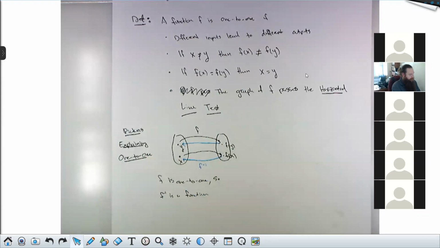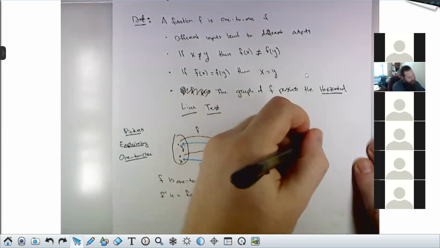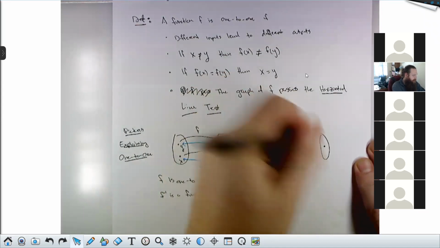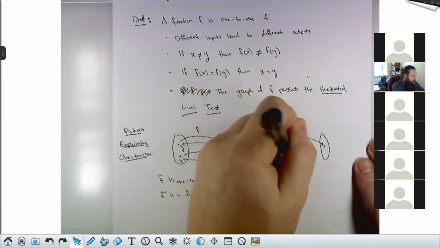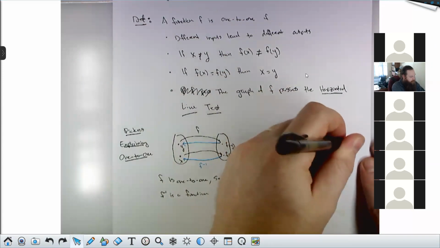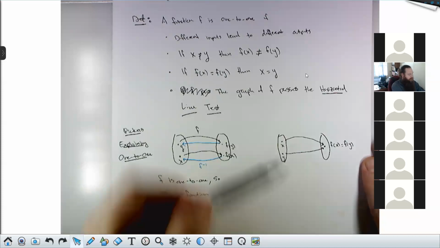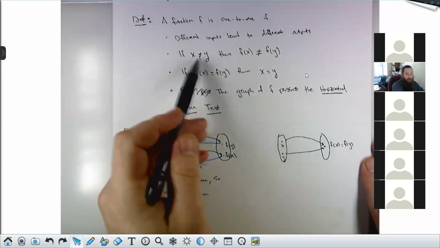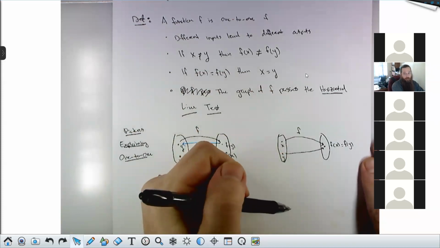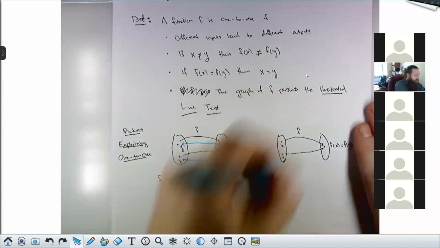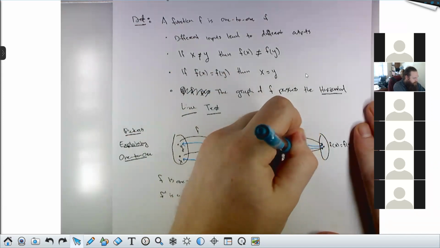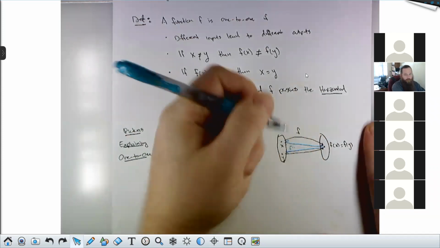This is the good case. Here's the bad case. I have two different inputs, x and y, and they both get sent to the same guy over here in the range. This is where f of x is equal to f of y. So here you see x and y are distinct. x is not equal to y, but the function f maps those two distinct inputs to the same output. It's bad. So what would the inverse operation look like here? Well, it would have to send this guy back here, and it would have to send this guy back here. This would be f inverse.